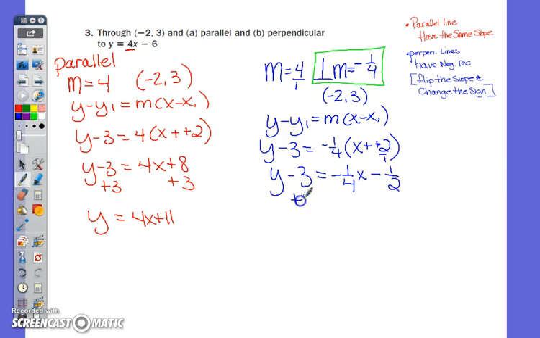All right, then we add our 3. So we get y equals negative 1/4 x plus 2.5. Now, if you think of that as 0.5, 3 minus 0.5 is 2.5, 2.5.